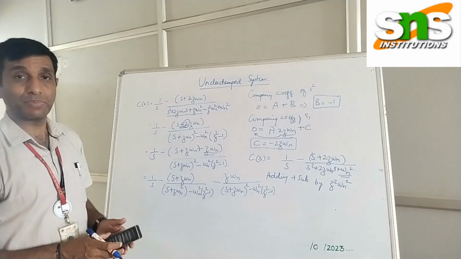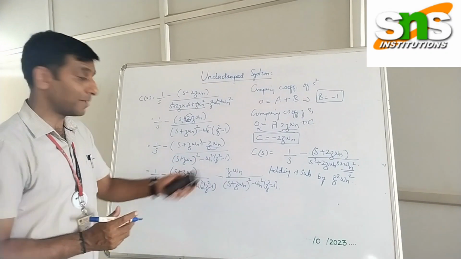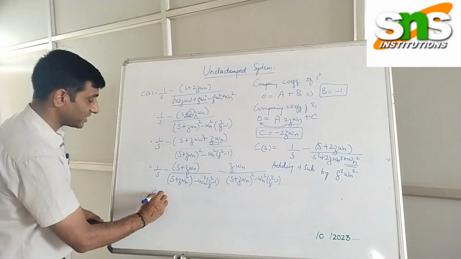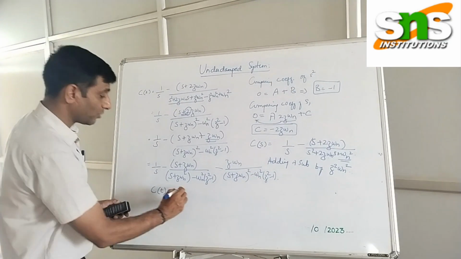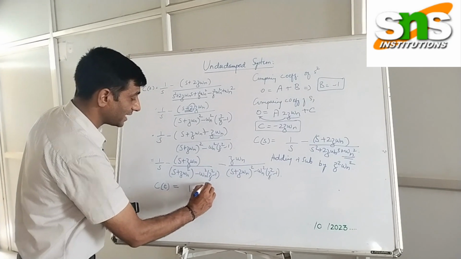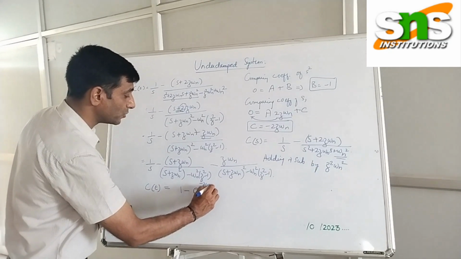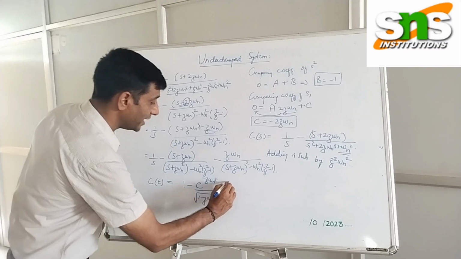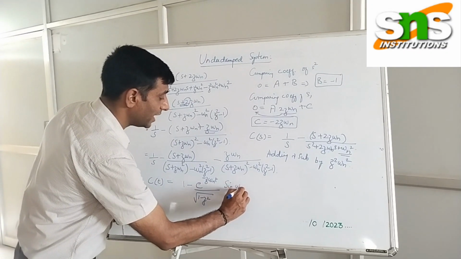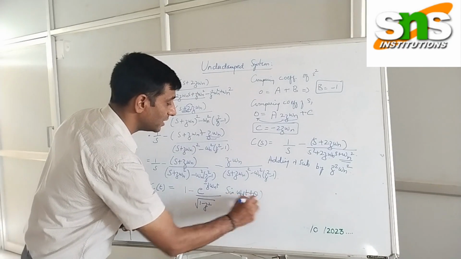We have to take the Laplace inverse. After taking the Laplace inverse, we get the response C of t for this second order system. So C of t is equal to 1 minus e raised to minus zeta omega n t divided by root of 1 minus zeta squared, into sine of omega d t plus theta.